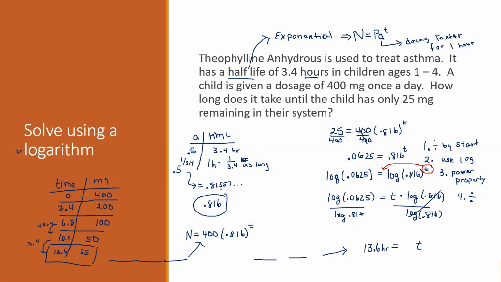So in this one, if they had asked us about 20 milligrams, we would not have been able to solve it with the table. But because 25 is one of those numbers we can get by dividing by half and dividing by half again and again, this one we could solve with the table.